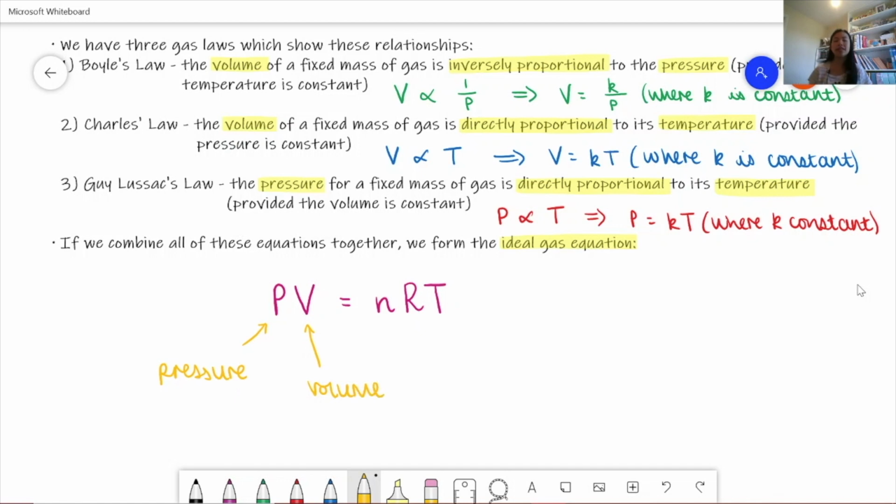So these are all to do with gases. So the pressure of a gas, the volume of a gas. And then we have n, which is the number of moles of the gas that we have. And then R is actually a constant. So this is what we call the gas constant. And this is given to us in questions. It's about 8.31 joules per Kelvin per mole. And then finally we have big T, which is the temperature.